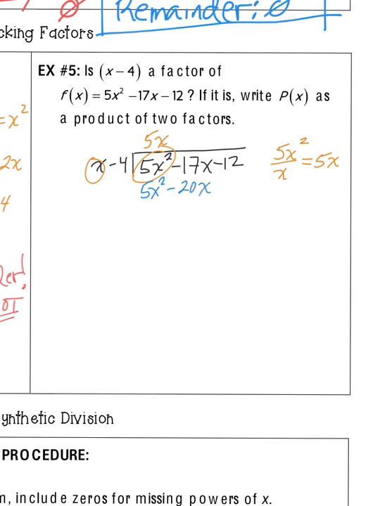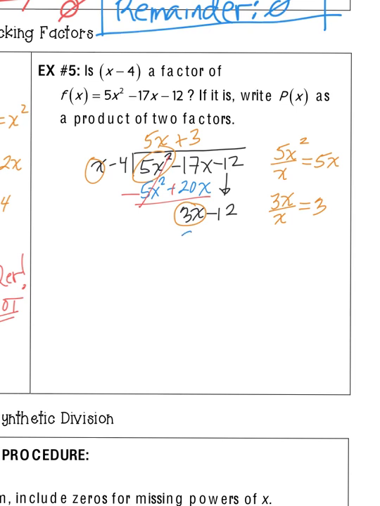Draw your line, change your signs all the way through. The first term should cancel. Add down. If I add down, I get a positive 3x. Bring down the minus 12. Whole process starts all over again. Focus on your first terms. 3x divided by x is 3. So put a plus 3 here, and then multiply this 3 all the way through.